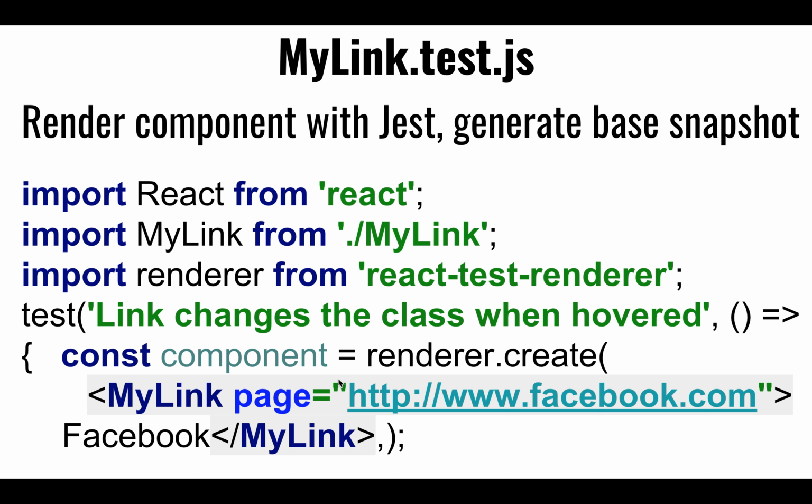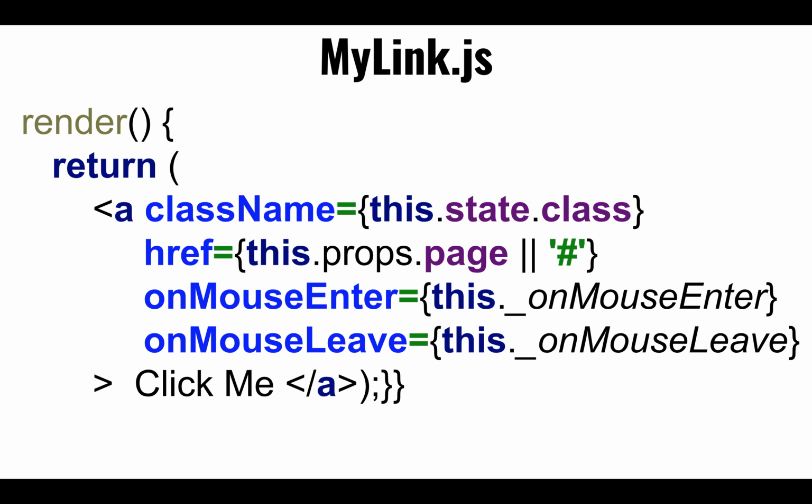So it's rendering this. Create here is going to generate a snapshot. It's going to take this, because notice that this is what it returns. So it's going to take a snapshot. It's going to evaluate the JavaScript. It's going to take the state. It's going to replace this with normal. It's going to replace this with Facebook. It's going to replace this on mouse enter with a function call, and on mouse leave it's going to replace it with a function call.